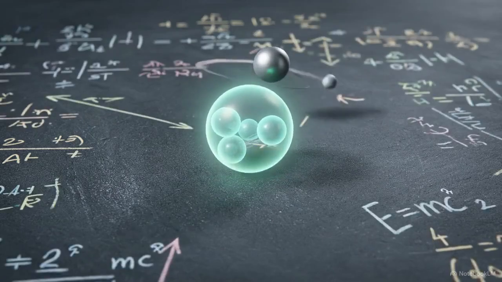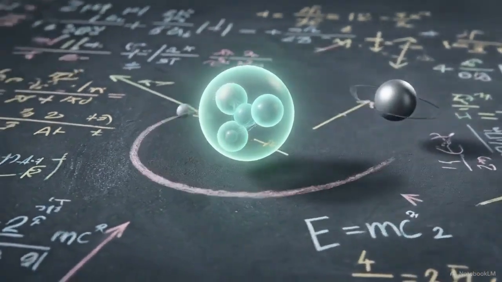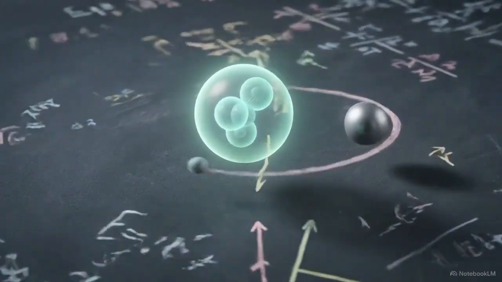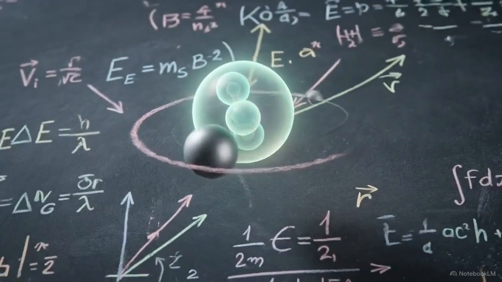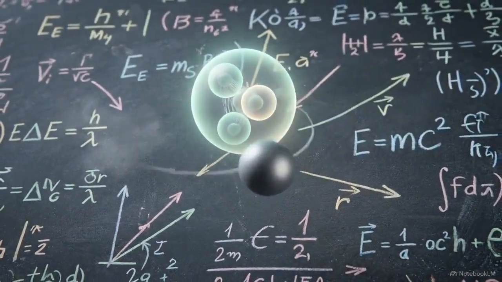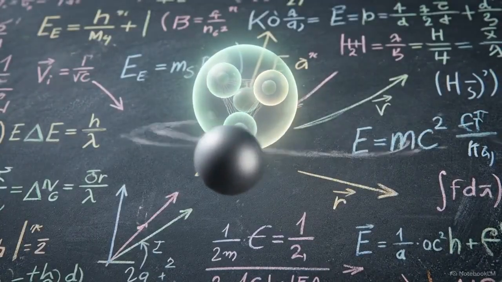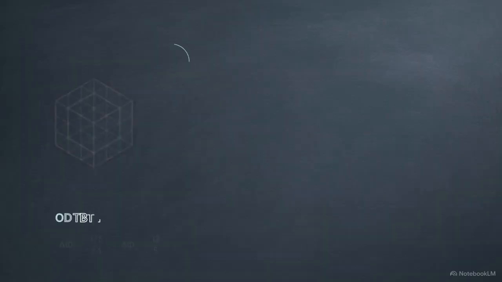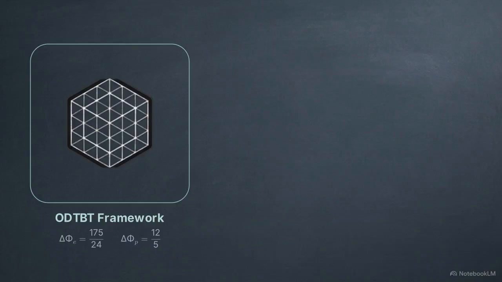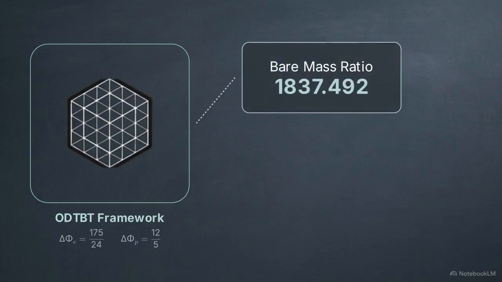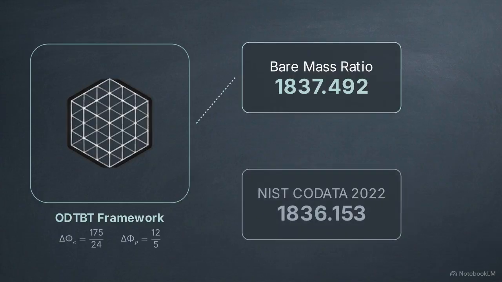Calculating standard fundamental constants, like the proton-electron mass ratio, requires exact empirical precision. The official NIST standard places this ratio at 1836.152673. Under the ODTBT geometric framework, the calculated bare mass ratio is 1837.492. That geometric derivation leaves a specific residual error, differing from the NIST value by 0.073%.